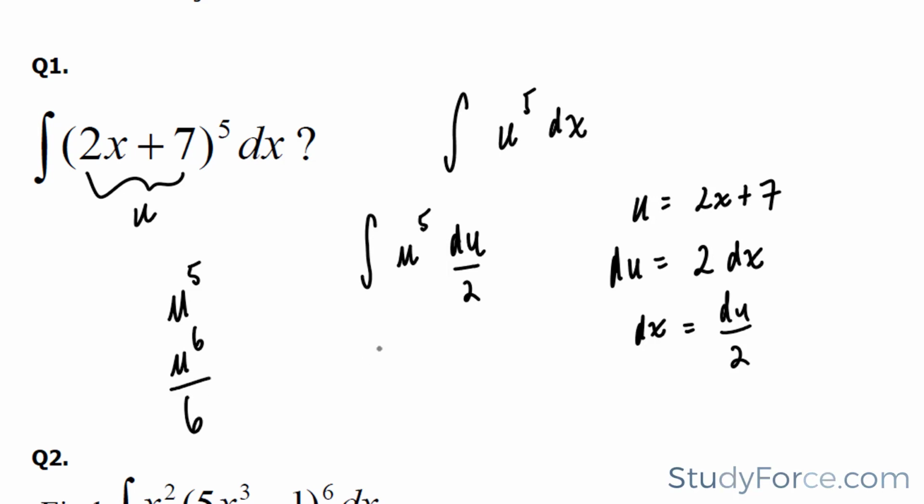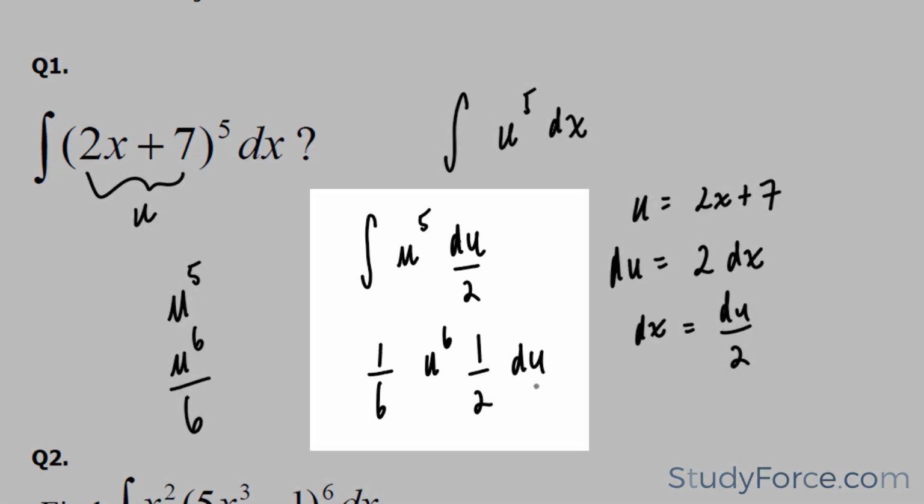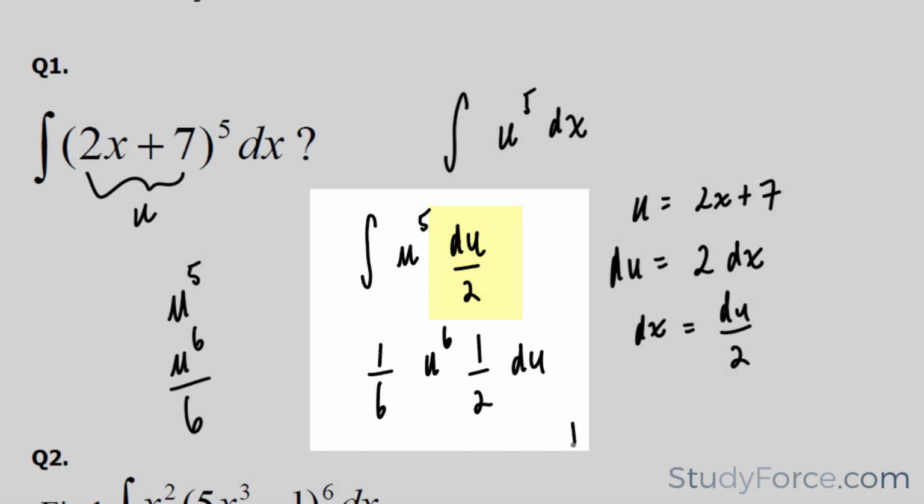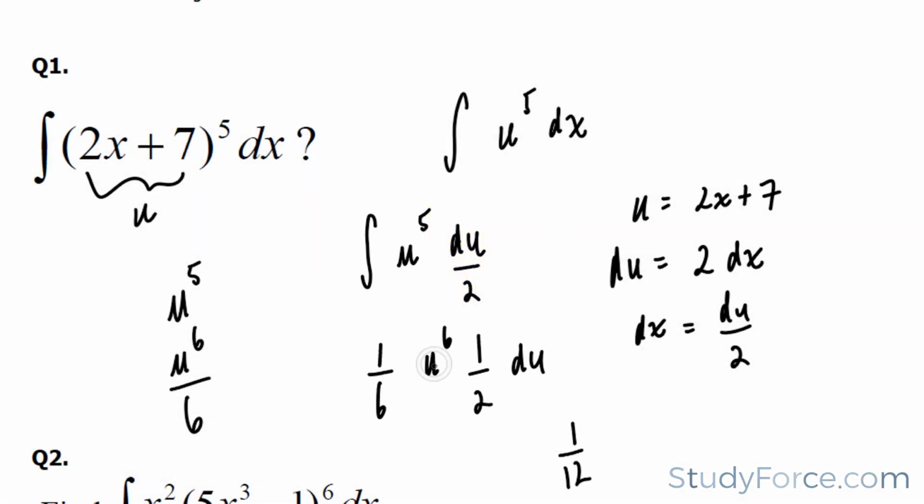So we end up with 1 over 6. I just separated this: u to the power of 6, 1 over 2 du. I'm going to multiply a half and a sixth together, and I get 1 over 12. And I'm going to replace my u back with 2x plus 7. And since this is an indefinite integral, we need to add the plus c at the end. So that is the antiderivative to this function. Let's do another one.